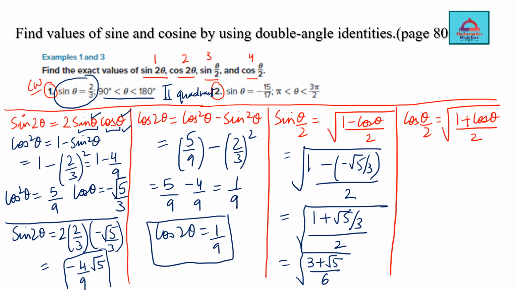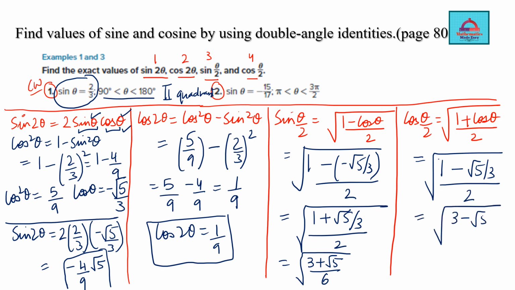And the next one, only here you see there is a change of sign, so this will come out to be 1 minus square root 5 by 3 over 2. Again take LCM, so this is 3 minus square root of 5 over 6. So these are going to be the answers for this question.